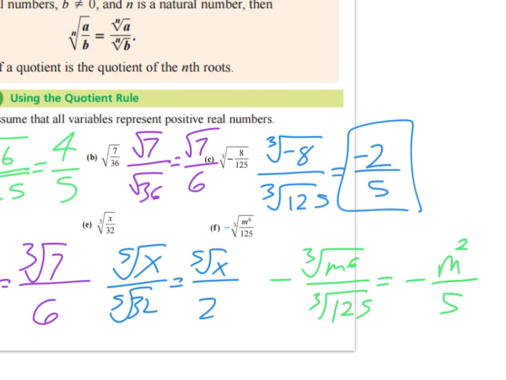And then the cube root of 125 is 5. So negative, and then m squared over 5. And again, that negative can be out front like I've got it. You could put it on the m, so I can have negative m squared, or you could have m squared over negative 5. All those would be acceptable.